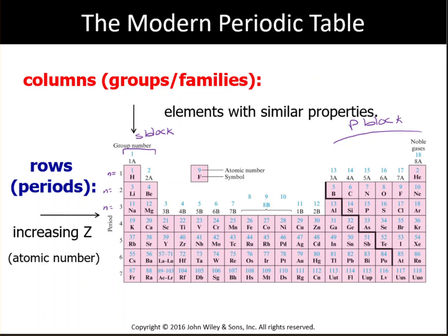Now, what does that mean? For example, look at hydrogen. I'm just looking at the periodic table to come up with the electron configuration of hydrogen. Hydrogen is in period 1. Hydrogen is an s block element, and hydrogen is the first element of the s block. So the electron configuration of hydrogen is 1s1.